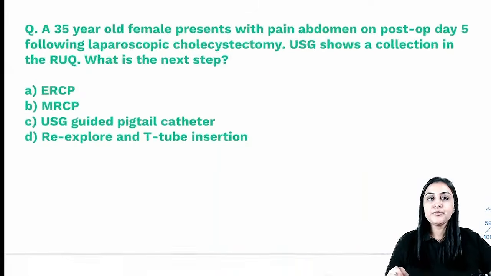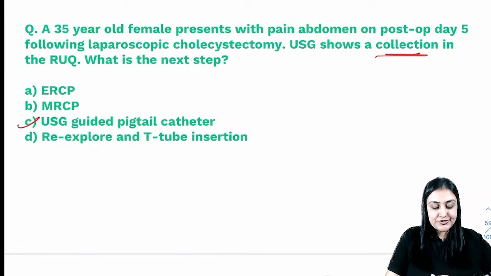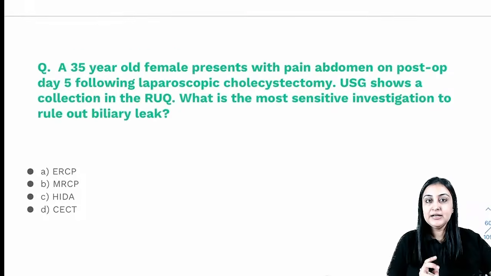Okay. 35-year-old female, pain abdomen, post-op day 5 following lap chole. Ultrasound shows a collection. What is the next step? Bilioma is seen. What will you do next? Ultrasound guided pigtail catheter. Understanding everybody, 2 flow charts, so many questions get answered.